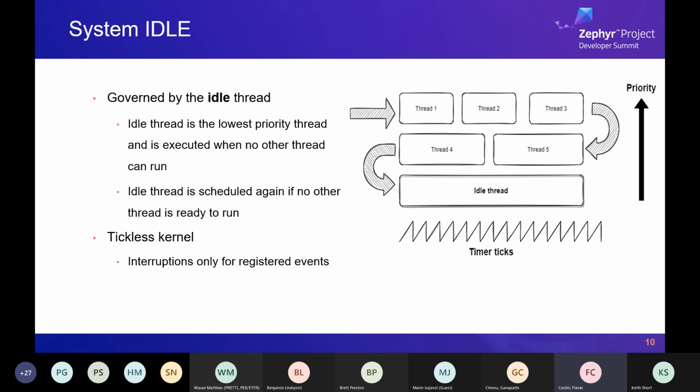and the next thread will be scheduled. Finally, when all the threads are suspended or waiting, the scheduler will schedule this special thread called the idle thread. The idle thread is a thread that is created with the lowest priority in the system. It's here where system power management happens.